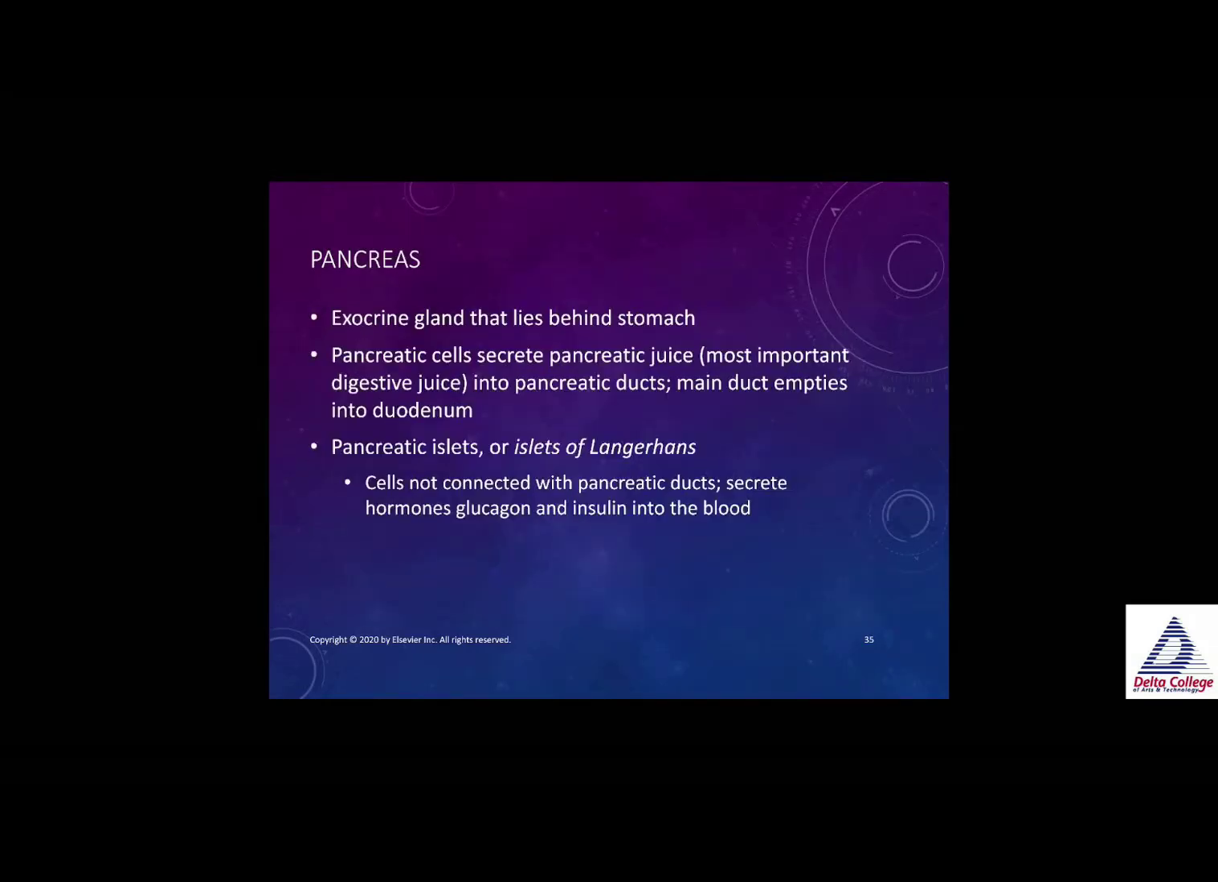Now, the pancreas is an exocrine gland that lies behind the stomach. Pancreatic cells secrete pancreatic juice, which is the most important digestive juice, into the pancreatic ducts. The main duct empties into the duodenum. Pancreatic islets, or the islets of Langerhans, cells are not connected with the pancreatic ducts. They secrete the hormones glucagon and insulin into the blood.